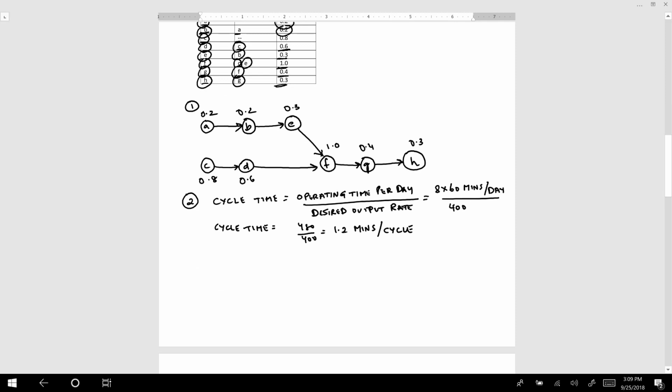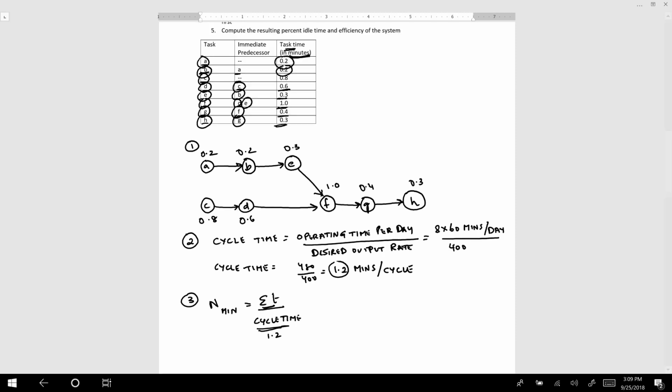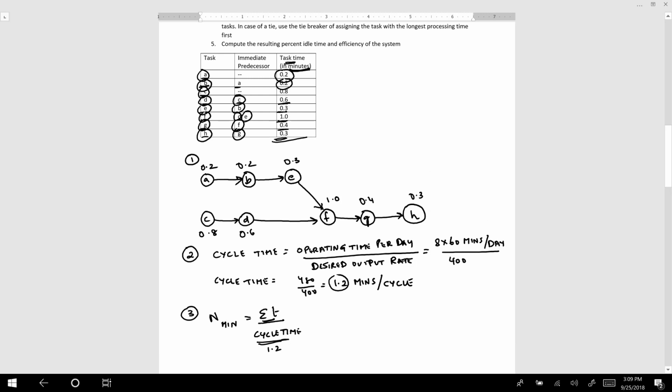So our question 3 would be n minimum is the sum of all the task times divided by the cycle time. If you see, the cycle time here is 1.2 minutes. So this will be 1.2, and the sum of all the task times means I need to add all these.